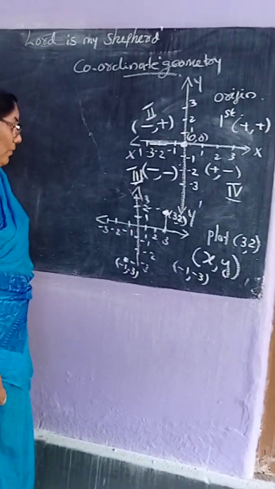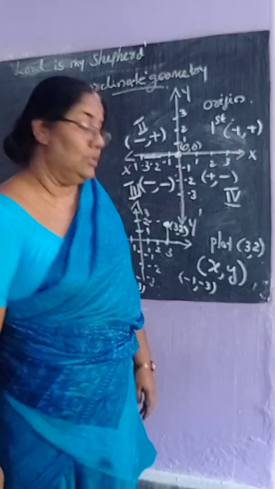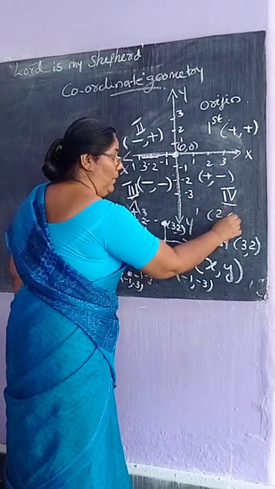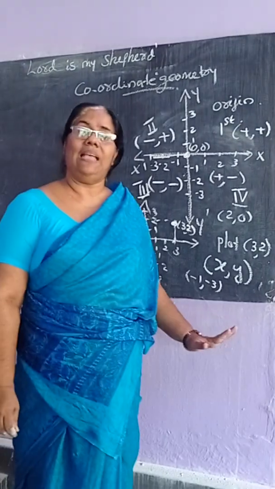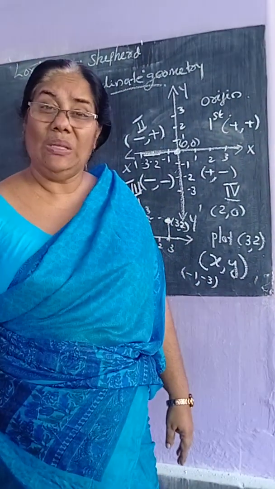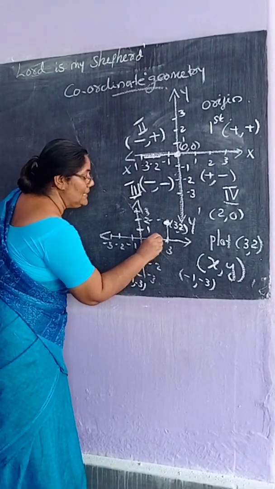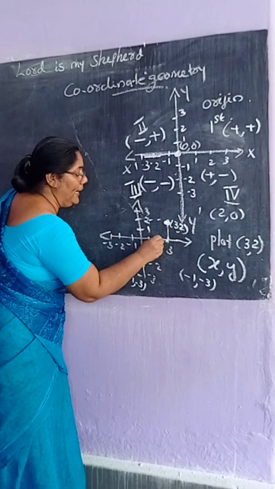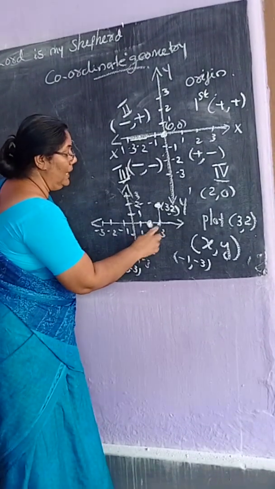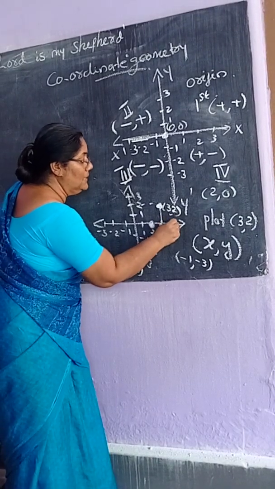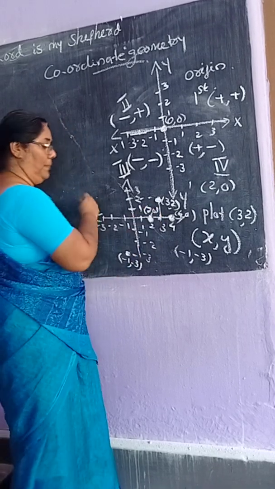Okay. Now, where do you mark 2, 0? What is the meaning of 2, 0? X is 2, y is 0. Along the x-axis, y is 0. That means 2, 0 is this point. Very important. Suppose the question is 4, 0. 3 here, 4. 4, 0 means this is the point 4, 0. And this is the point 2, 0.